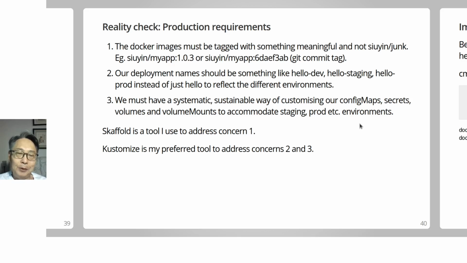Now, as you imagine, going through all those 5 major steps is a pain. And we need to have a systematic, sustainable, automated, error-free way of customizing our maps, our secrets, volumes, to accommodate all the different environments, staging, production. And this is a non-trivial task. To address task 1, I'll use a tool called Skaffold. I'll cover this last, but first I want to talk about Kustomize, which addresses concerns 2 and 3.